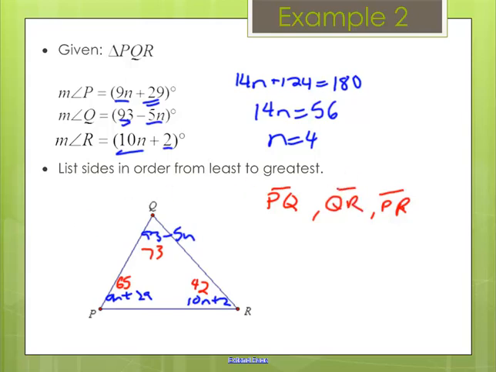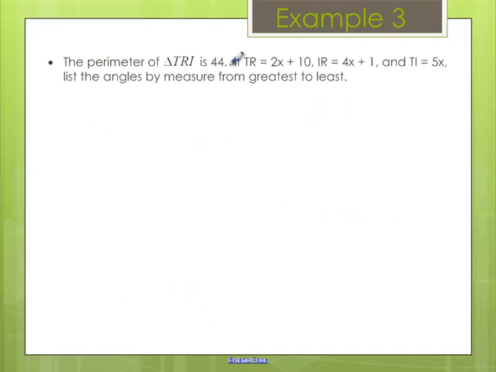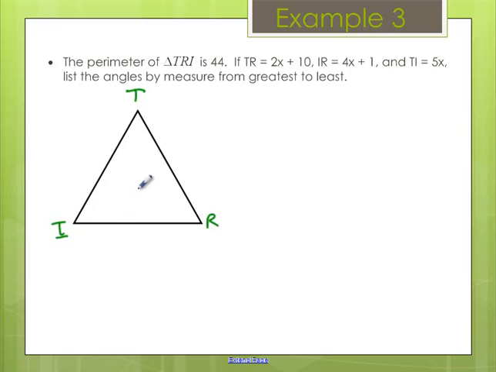And our last example for this section: the perimeter of a triangle is 44, and it gives us side measurements. So essentially what we're doing in this one is working backwards from what we just did. Now I'm drawing it so it's almost equilateral. It doesn't matter what shape it looks like. What matters is what you have as side measurements. As long as you label those properly, it doesn't really matter what the picture actually looks like.